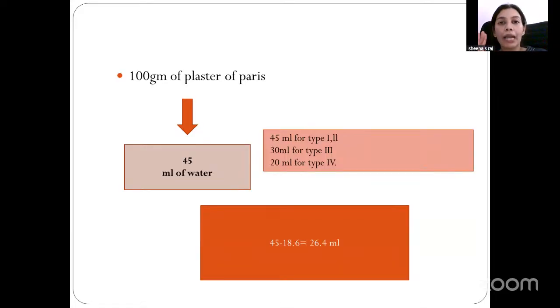For type 1 and type 2 plaster, it is 45 ml of water that is required. For type 3, 30. You can memorize it like 3, 30. For type 4, it is 20 ml. Again, a very important question that has been asked.